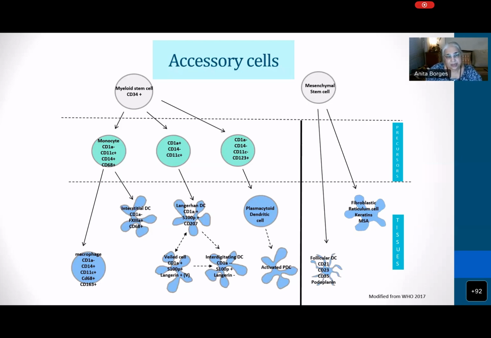On the other hand, you have an interdigitating dendritic cell, which expresses S100 protein, is negative for Langerin, and is negative for CD1a. It just has S100 protein, and we'll talk a little bit about it and see what sort of lesions it gives rise to.